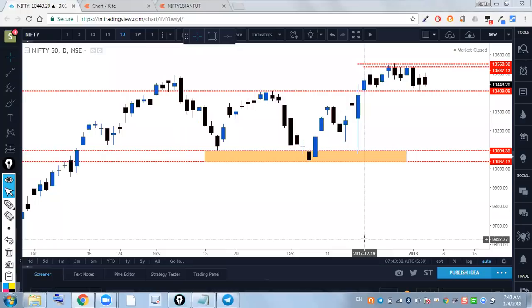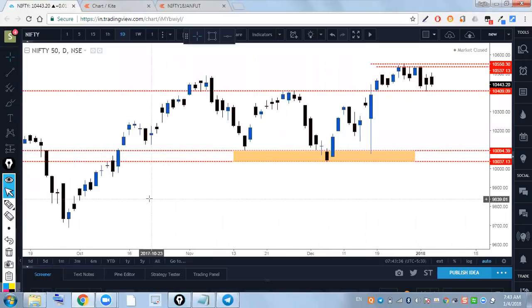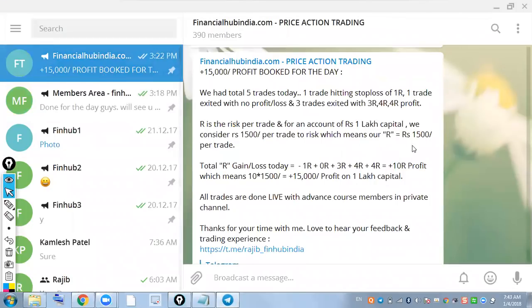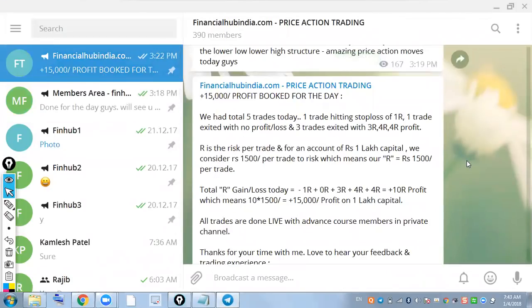So today's date is 4th of January 2018, and I am looking at Nifty here. I'll be talking about yesterday, the 3rd of January, Nifty intraday trades. This is the Trading for a Living series, and today is our day 3. We made a profit of 15,000 yesterday. Let me share the profit and loss with you.